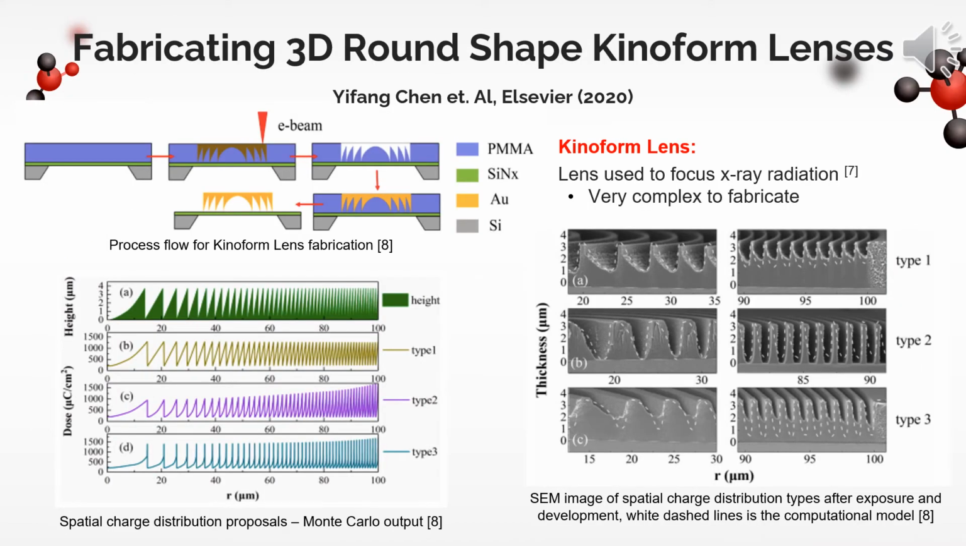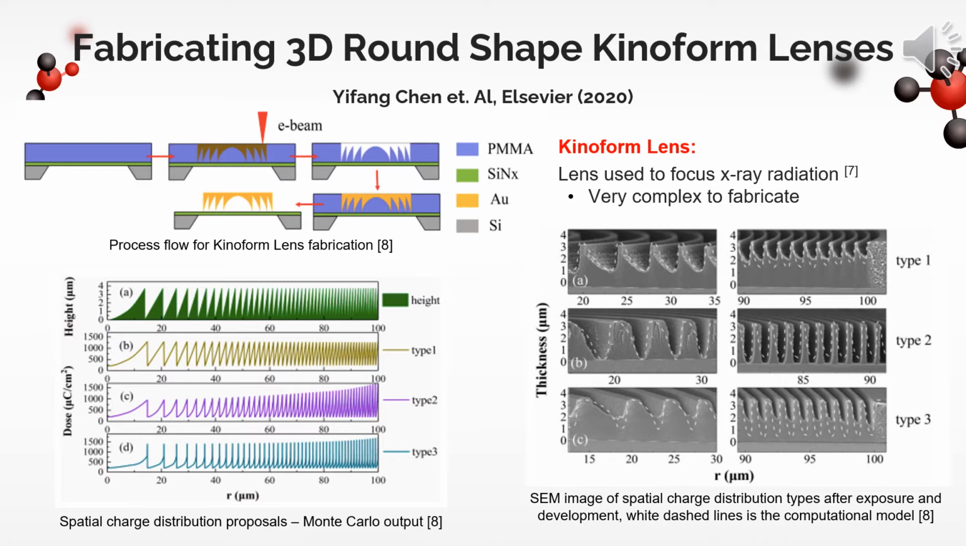So now that we've seen some basic fabrication techniques using GEBL, let's investigate its use in optical applications such as lenses. Cuneiform lenses are lenses which can be used to focus X-ray radiation from a synchrotron beam. Though these lenses have high-quality imaging capabilities, they are extremely difficult to fabricate.